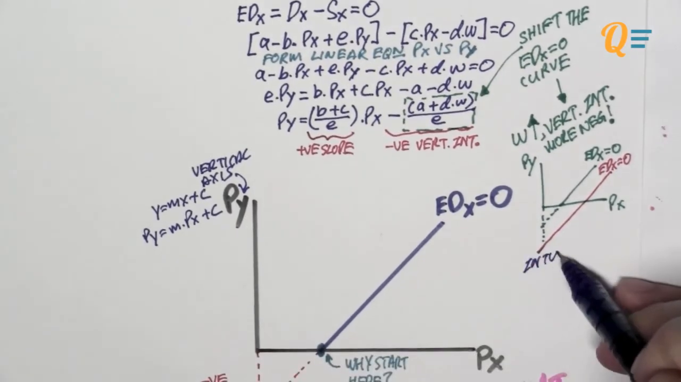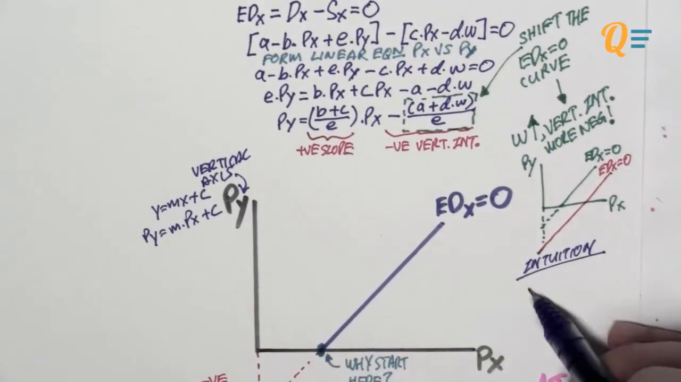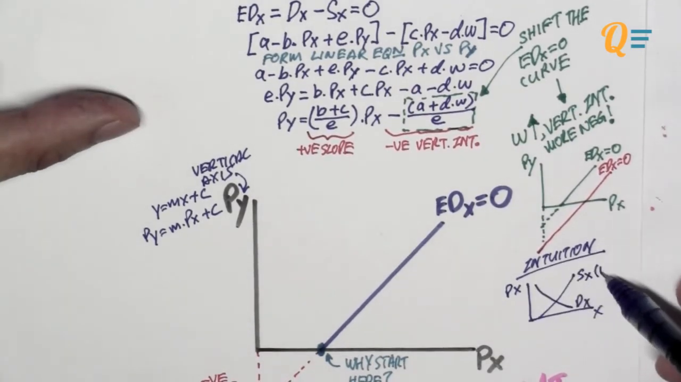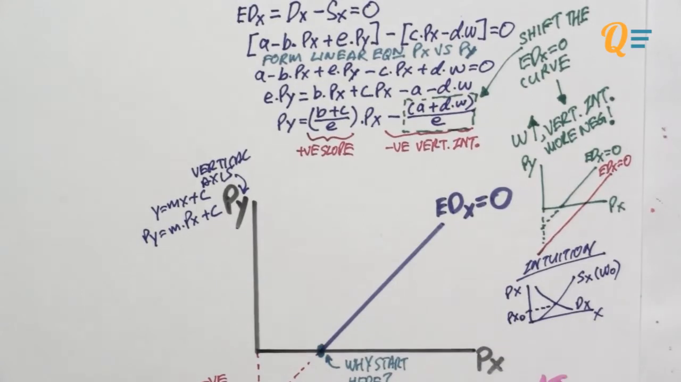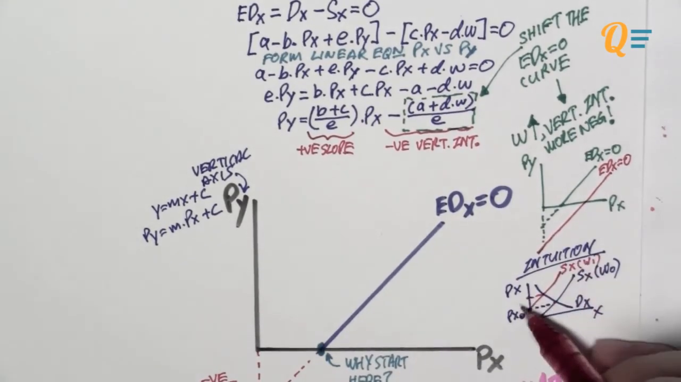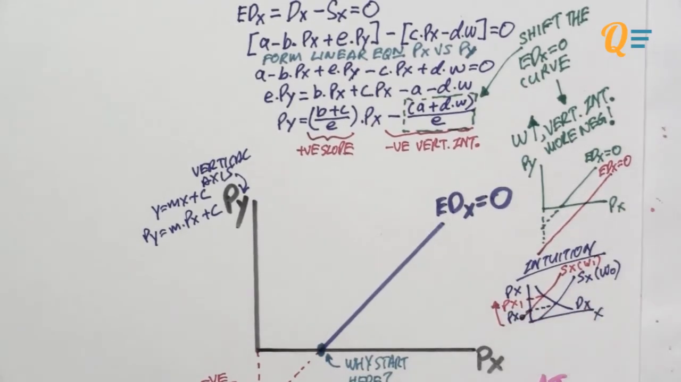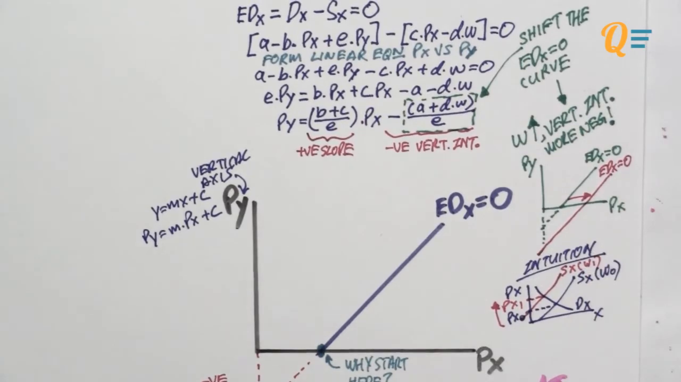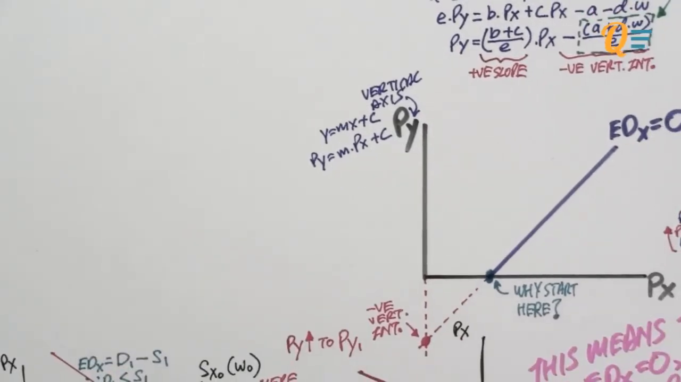The intuition behind why the EDX equals 0 curve will shift down is this: take a look at the market for good X. When the wage rate increases, the supply curve is going to shift up, right? And you're going to need a higher price of X to achieve the partial market equilibrium. That is why the excess demand for 0 curve is going to move towards the right. It is simply because you need a higher price of X to achieve partial market equilibrium.